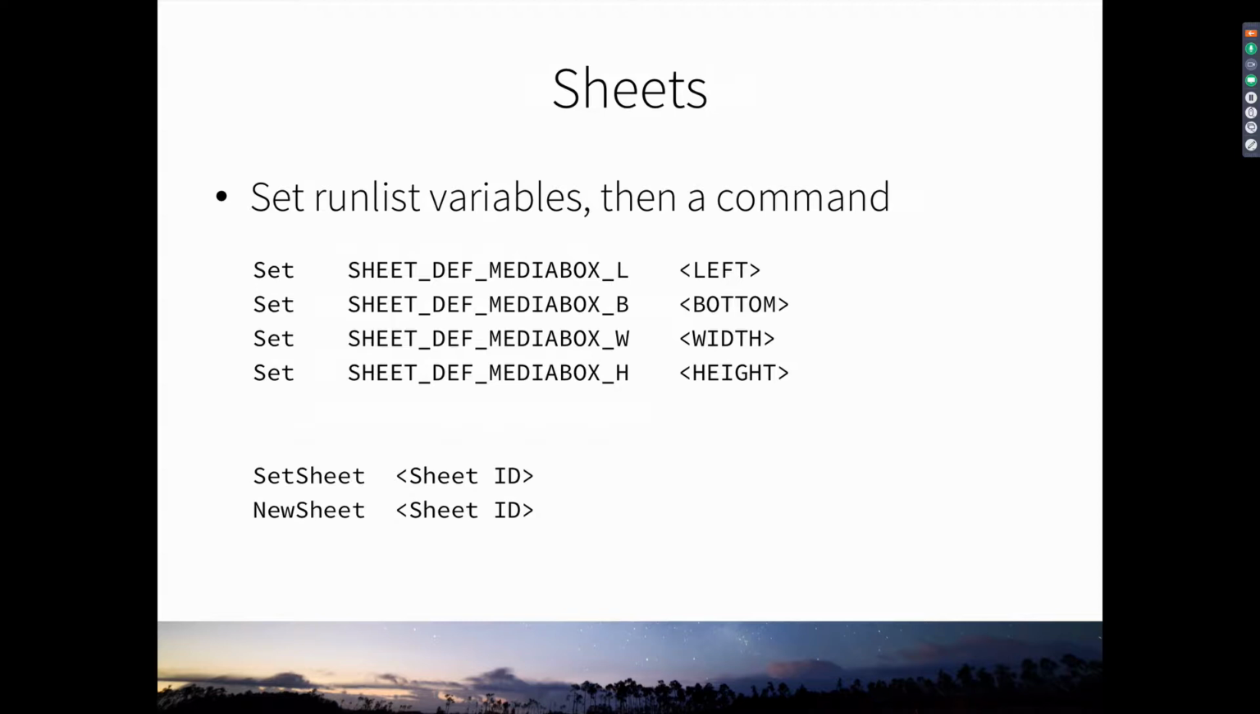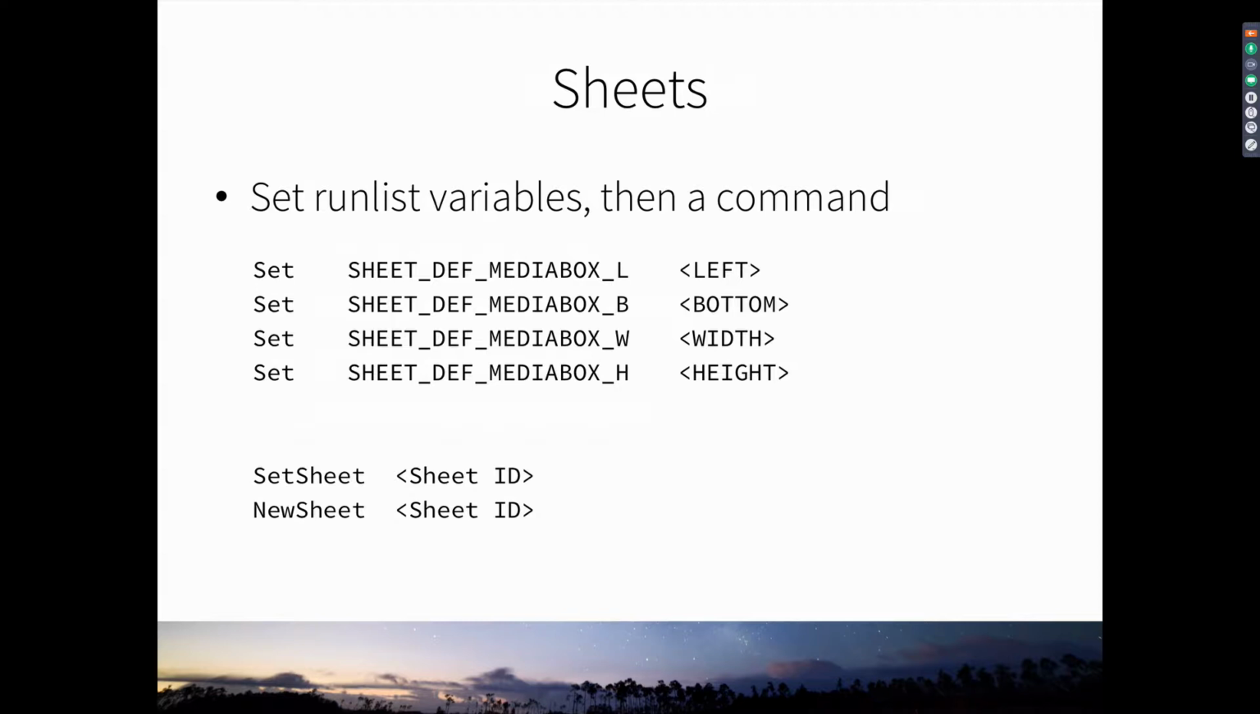The 2 commands that you see at the bottom of the slide are which actually do the action. Set sheet will take an existing sheet ID and it will use the information from those variables defined before it to modify the definition of the sheet. New sheet will create a completely new sheet while you're doing imposition, and again it will use the variables to define what the sheet is that it creates.